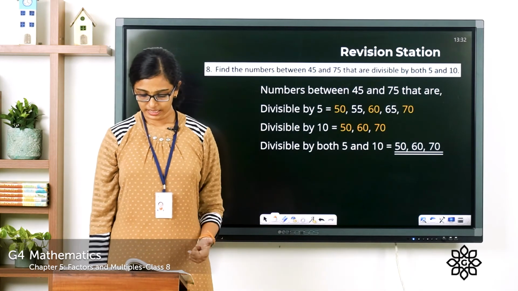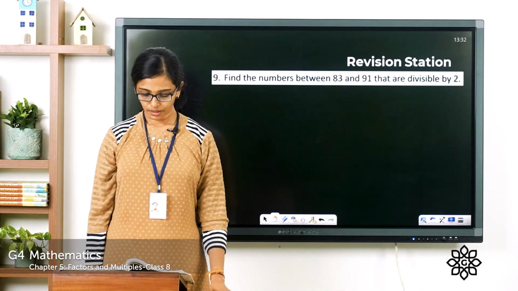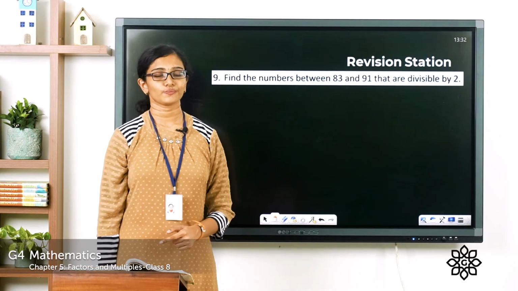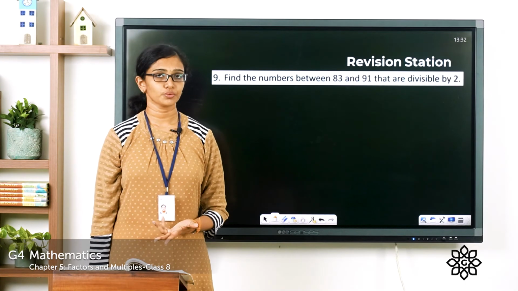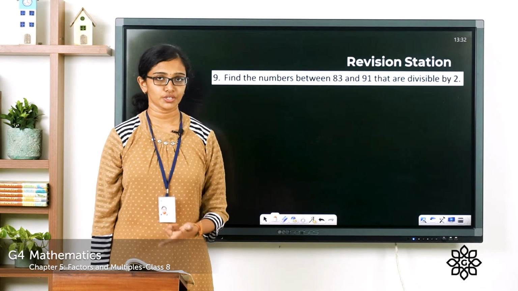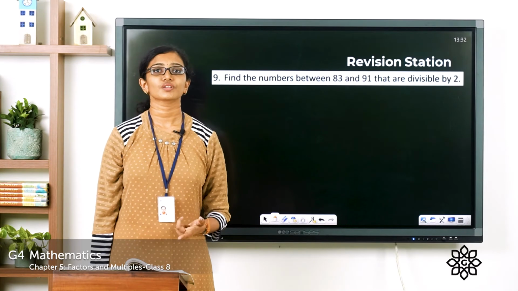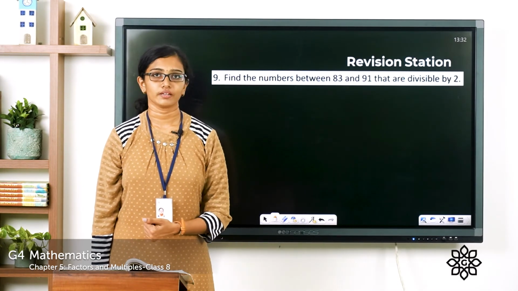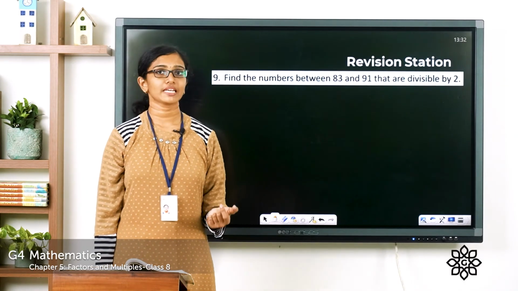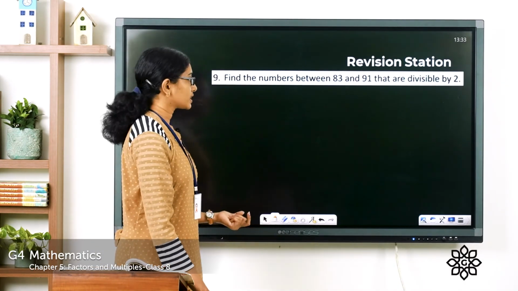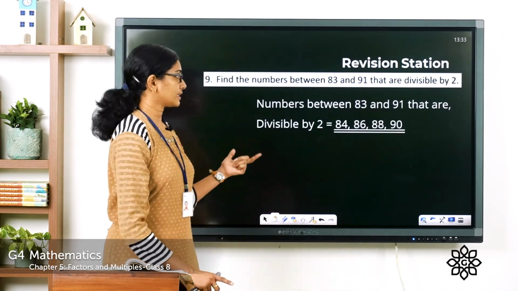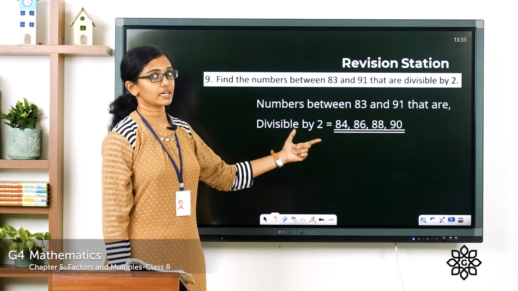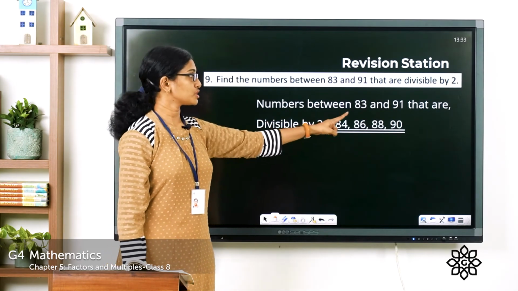Clear? Now, let's see the 9th question. Find the numbers between 83 and 91 that are divisible by 2. So, we have learned the divisibility rule of 2. For a number to be divisible by 2, it should end in either 0, 2, 4, 6 or 8, right? They should be even numbers. So, let's see the even numbers between 83 and 91. They are 84, 86, 88 and 90, and these are the numbers which will be divisible by 2 between 83 and 91.